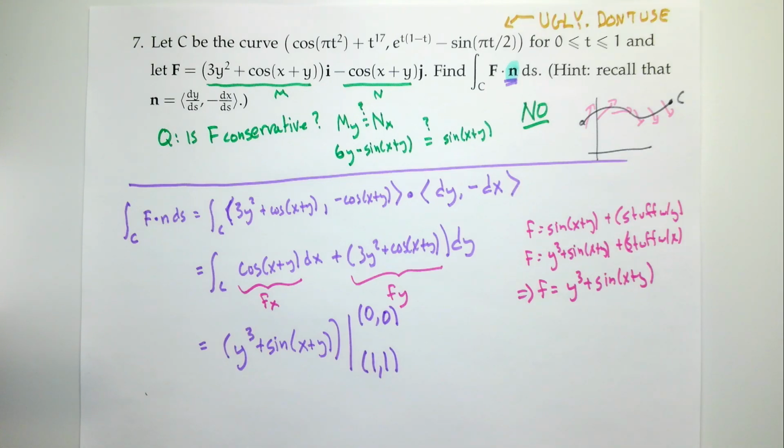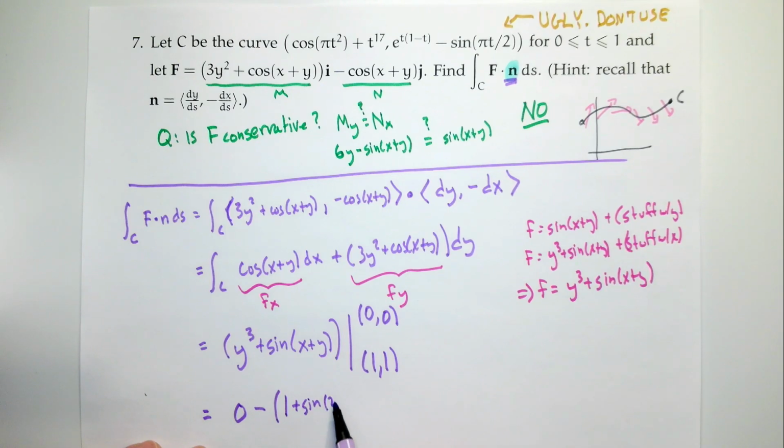No. It always depends on the curve. You can start at any point and end at any point. Don't get too caught up in thinking 0, 0 should be before 1, 1, because that's not the case anymore. We can start anywhere, we can end anywhere. So what do we get? Well, we plug in 0, 0. Lots of zeros, so we're going to get zeros out of there. Minus, when we plug in 1, 1, 1 cubed is 1, and sine of 1 plus 1 is really sine of 2. So we could write that as minus 1 minus sine of 2.